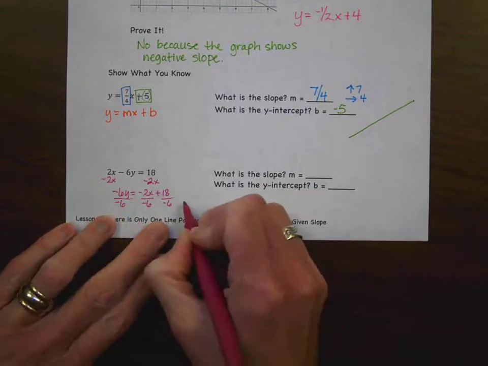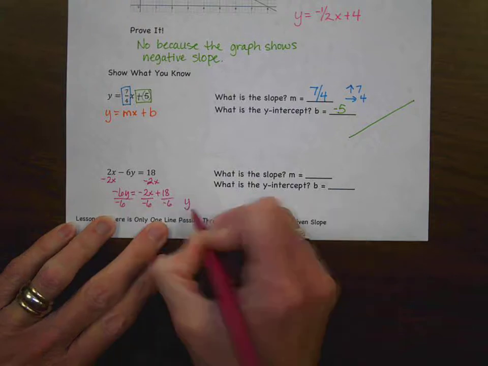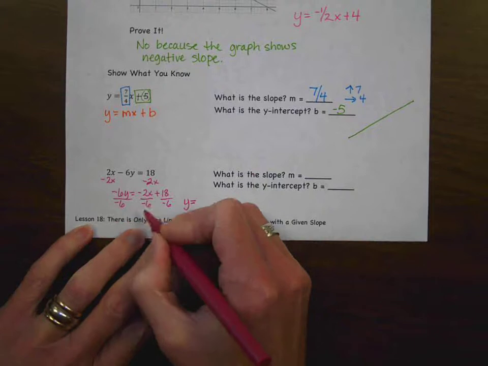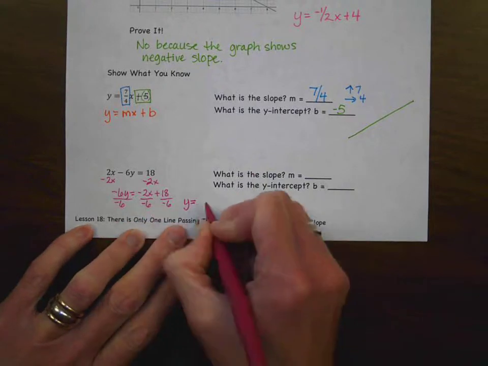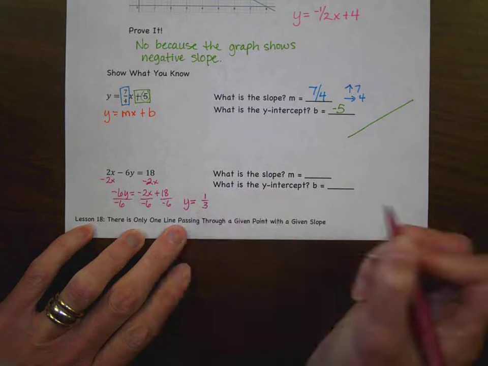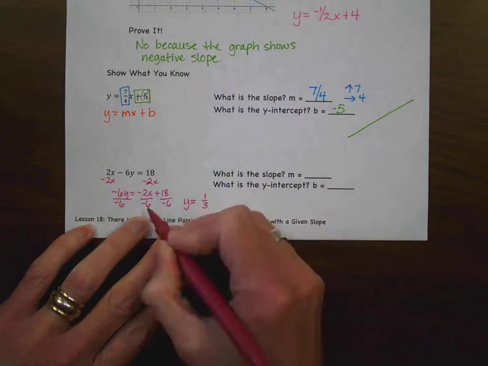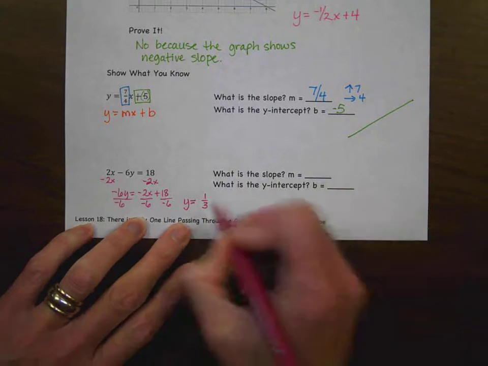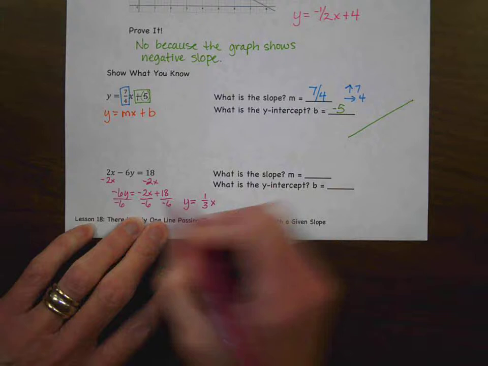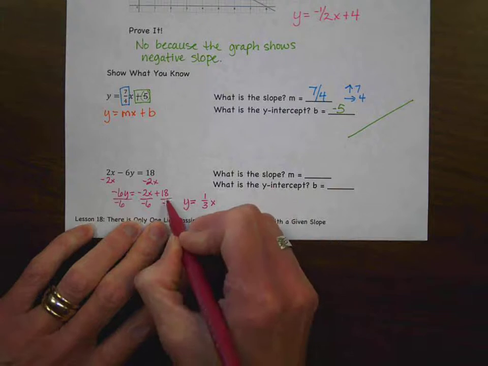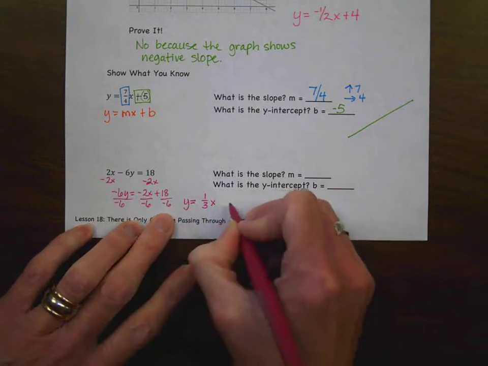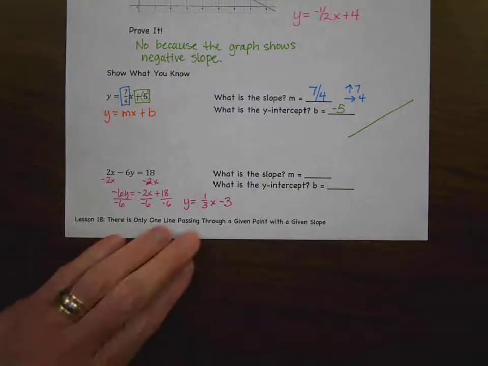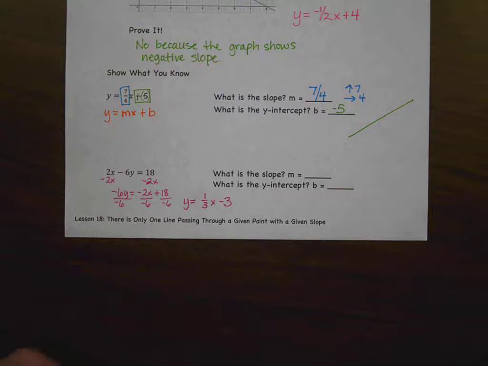And when I get done with that, I am left with y, because -6 divided by -6 equals 1, and 1 times y is y. -2x divided by -6 gives me a positive 1/3 x. 2 goes into 2 once, 2 goes into 6 three times, and a negative divided by a negative is a positive, so that's how I got 1/3 x. And then plus a positive 18 divided by -6 would give me a -3. And so now I have my equation written in slope-intercept form.